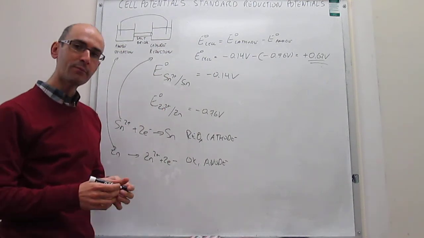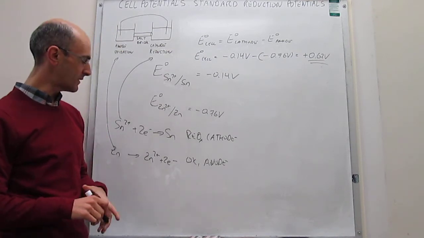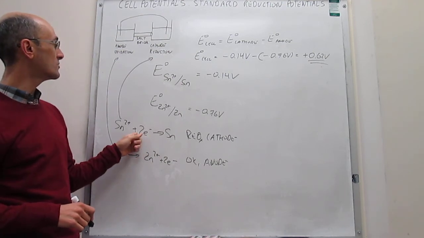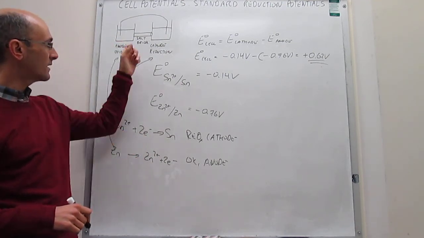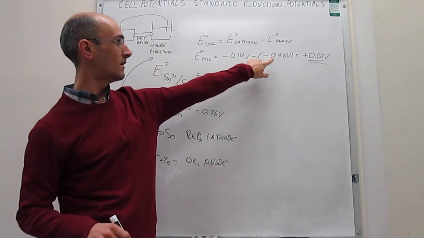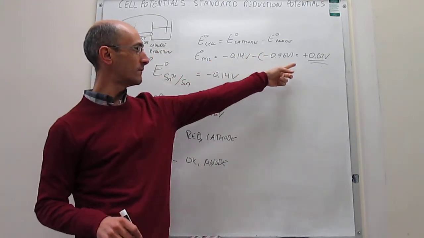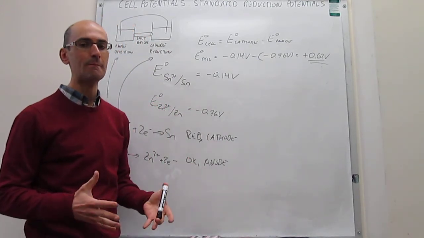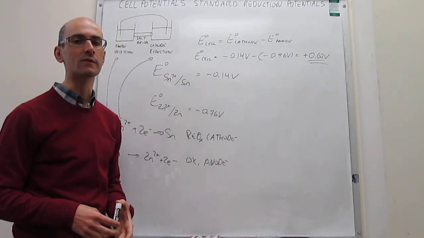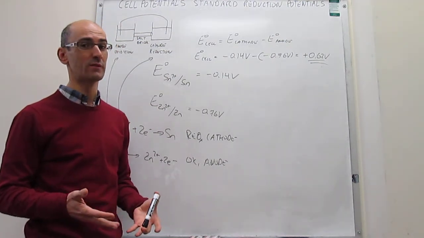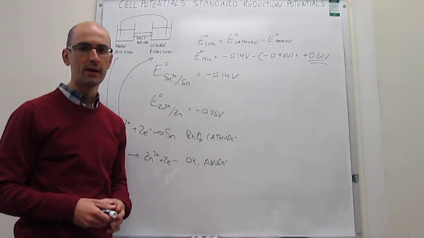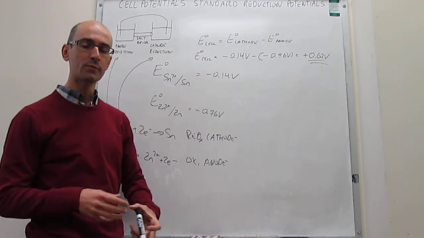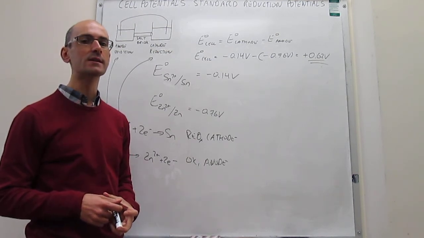Now, what would have happened if you actually flip the reactions, right? Suppose that you actually put the tin reaction in the anode and the zinc reaction in the cathode. What will happen is that these two numbers will be swapped, and that means that you will obtain a cell potential of minus 0.62 volts, meaning that the reaction would not be spontaneous under those conditions, and that means that if you want the reaction to take place, then you would need to supply electrical work so that the reaction can happen.